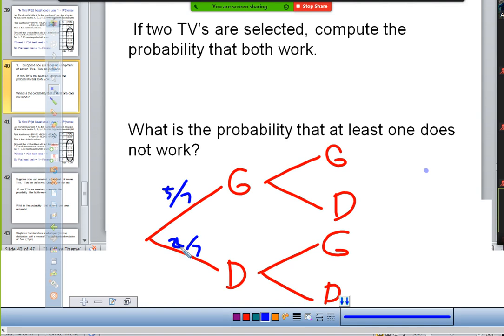And then if I'm not going to pick the same TV twice, I'm not going to pick it and replace it, right? I'm going to pick it and keep it. You're picking 2 TVs. So I pick a good one. Then that means I only have 6 TVs left to pick from my second TV. And of those, 4 are good. So 4 out of 6 are good. And we still have 2 out of 6 defective.